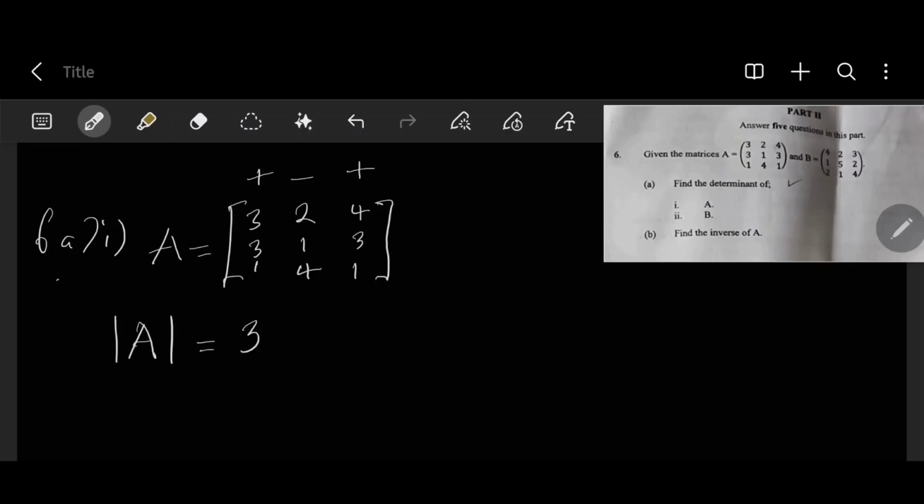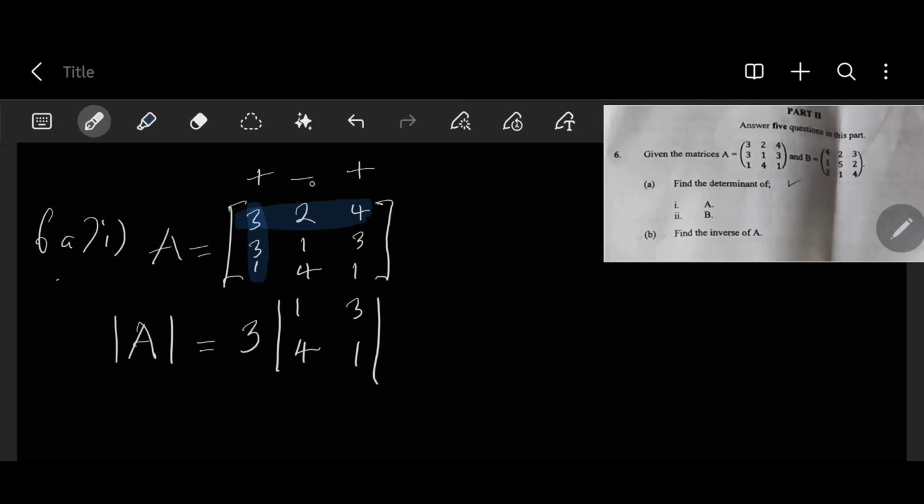Then I'm going to cover up the column where it is and the row where that 3 is. So what am I left with? I'm left with 1, 4, 3, and 1. Okay, so this is what I'll have.